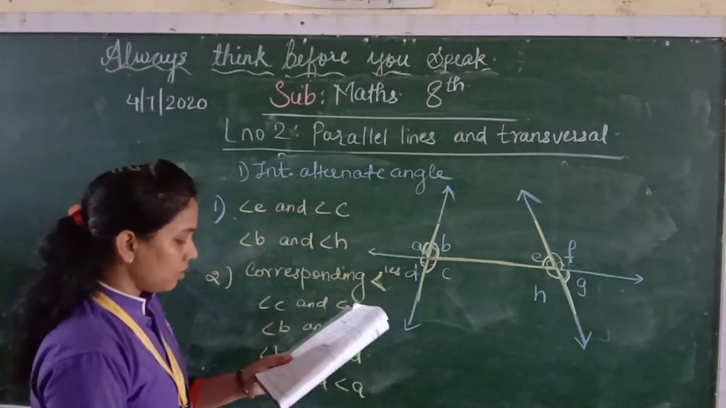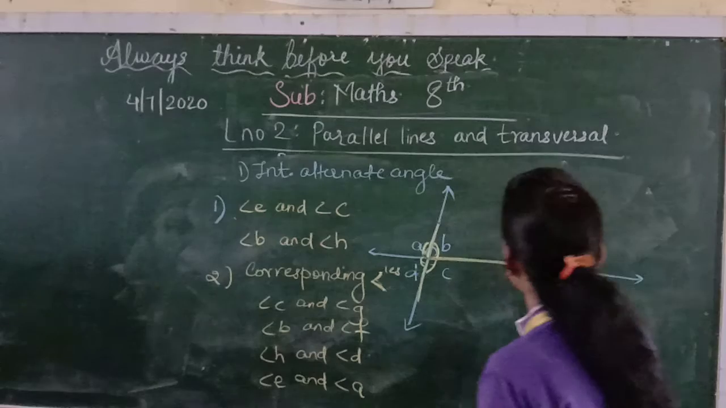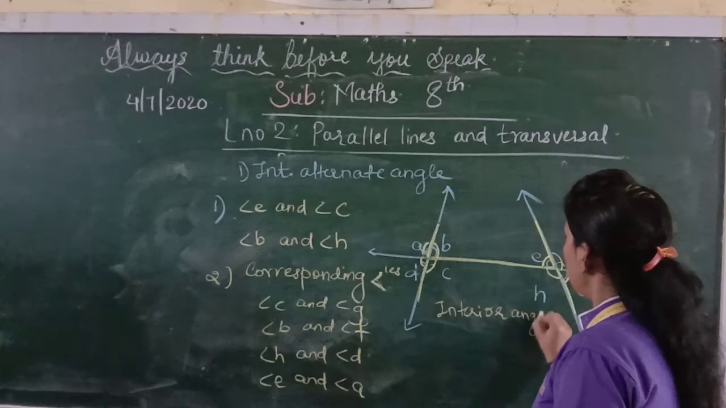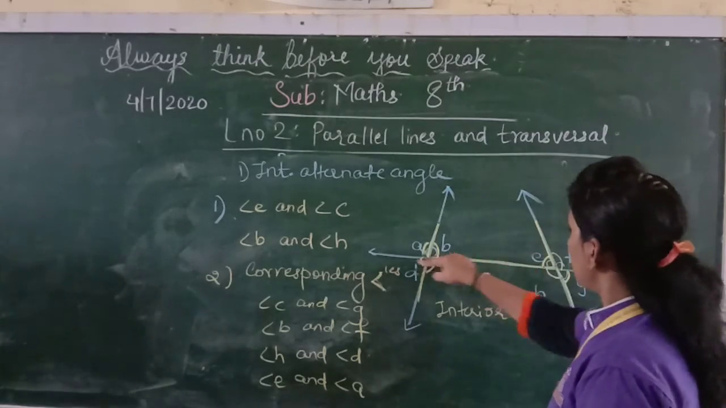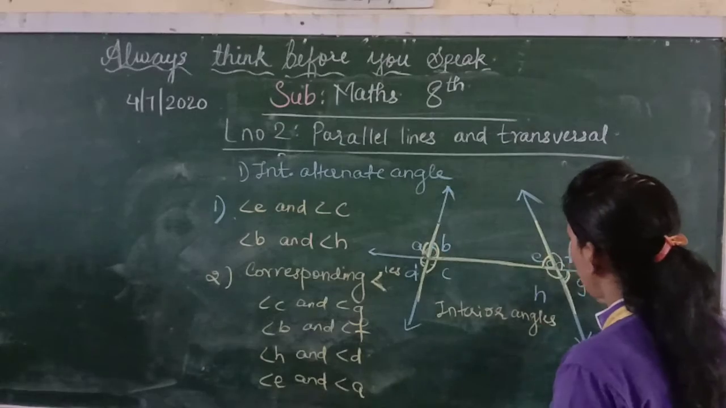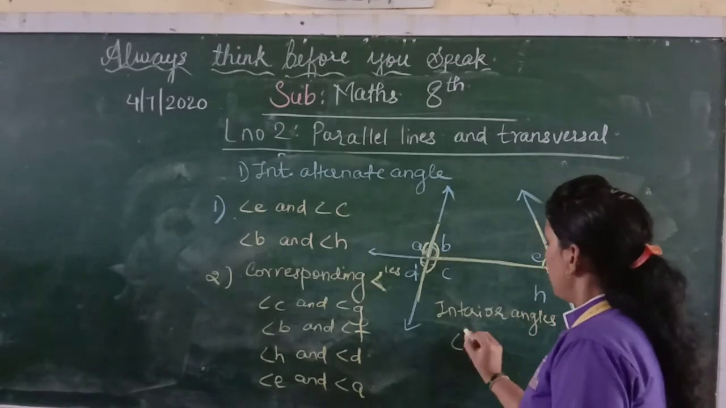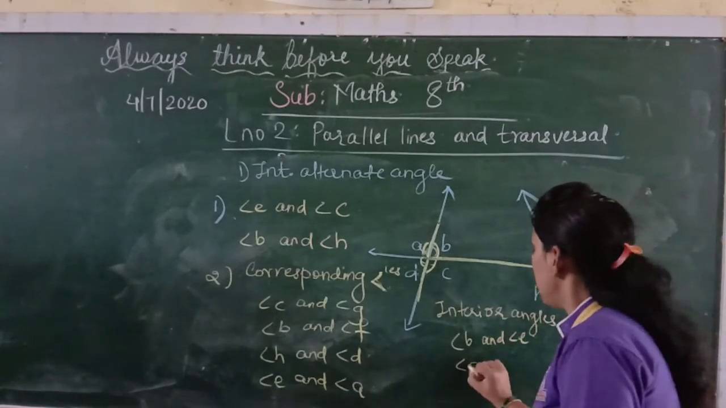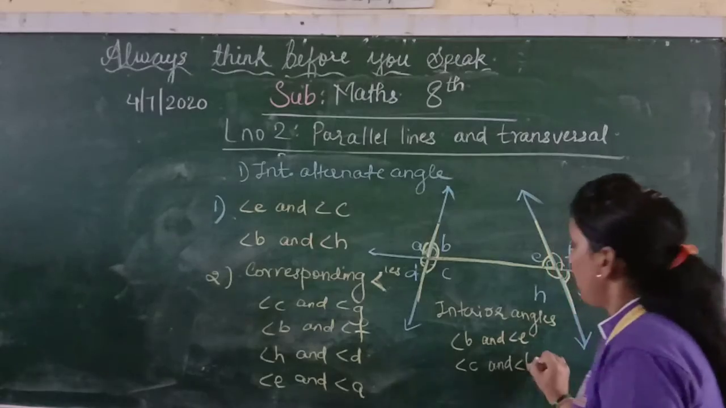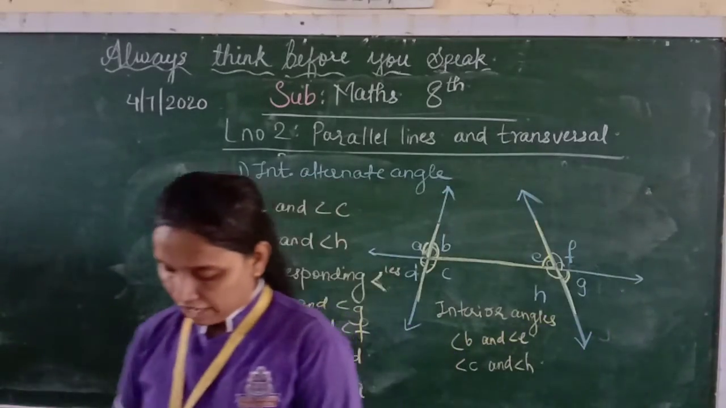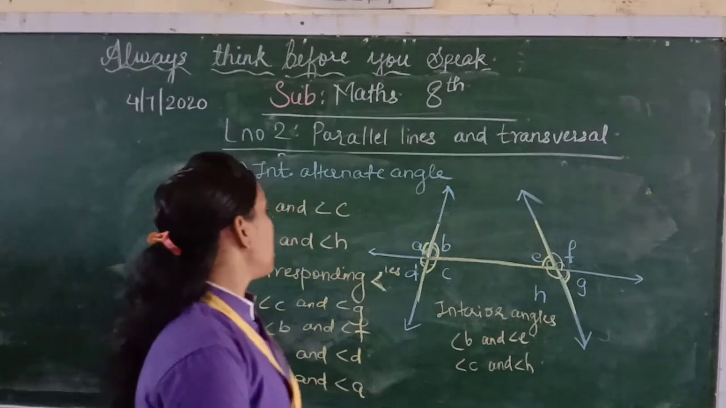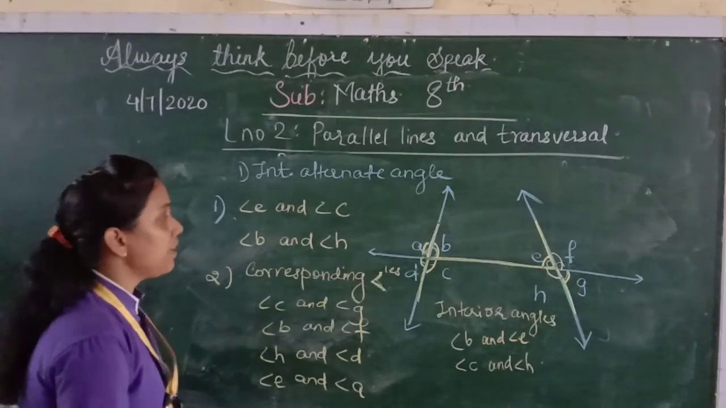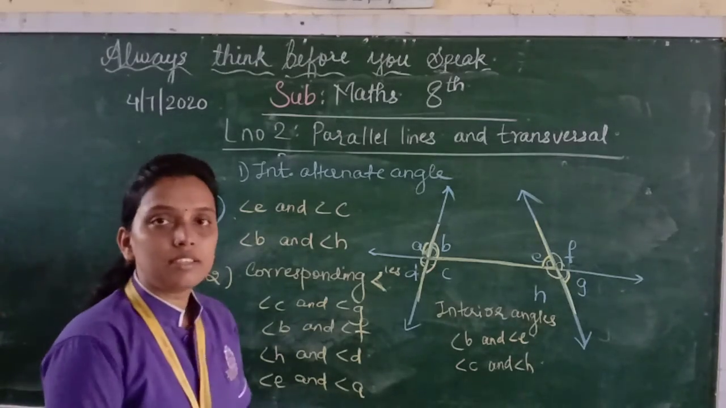Now we have interior angles. Now for interior angles, it is easy, which are inside. Now see which angles are inside. These two are parallel lines and this is the transversal. So inside angles are B and E. So it will become angle B and angle E. This side it is angle C and angle H. So I hope you have understood how you can find the corresponding angles, interior alternate angles and interior angles with the help of parallel lines and its transversals.